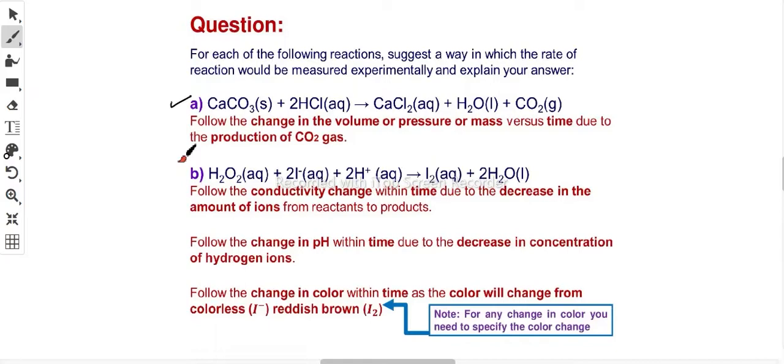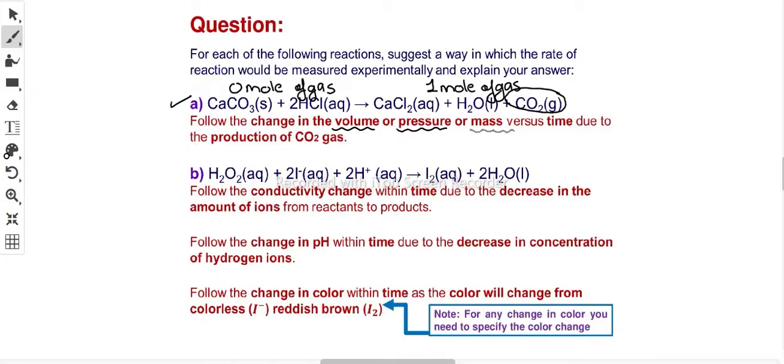I can follow a change in volume. Why can I use the change in volume? You've got carbon dioxide. Remember that for the change in volume, the most important thing is to have a gas as a product. You can also go through change in pressure. Why is that? If you look at the reactants, we have 0 mole of gas, and if you look at the products, you will have 1 mole of gas. So since there is a change in the mole number of the gas, if you've got a pressure sensor, there will be a difference in the readings. So yes, you can also follow the change in pressure.